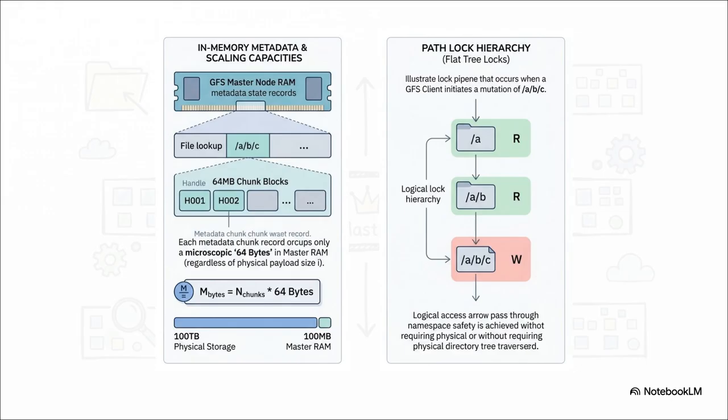Also, look at how GFS handles file paths. Instead of those deeply nested, recursive directory trees that really bog down search times, it uses a flat key-value path hierarchy with coarse-grained locks. For example, if a client wants to mutate the path A/B/C, the master just drops read locks on A and A/B and a write lock on C. Boom! This totally eliminates recursive search overhead and prevents race conditions pretty much instantly.